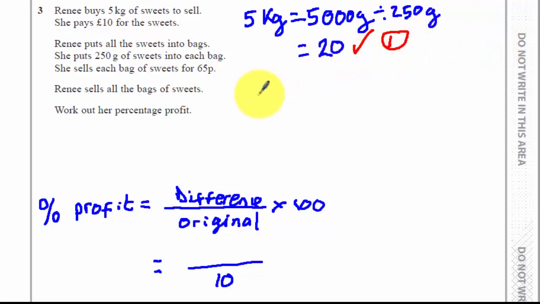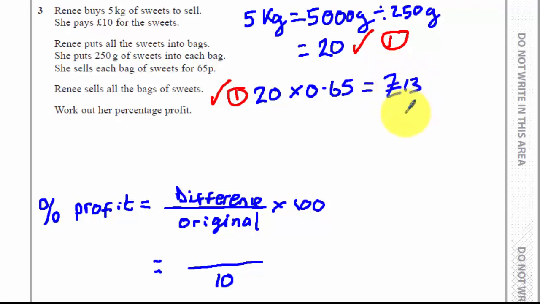Then each of these 20 bags are sold at 65p each, or £0.65. Writing that sum picks you up the second mark. So notice we haven't had to work it out, we are just writing the sum. 10 times 65p is £6.50, so 20 times 65p will be 2 lots of £6.50, so that comes in at £13.